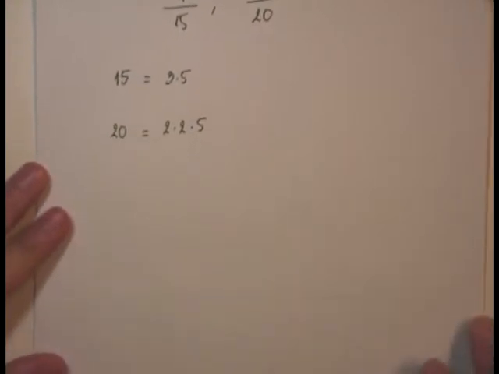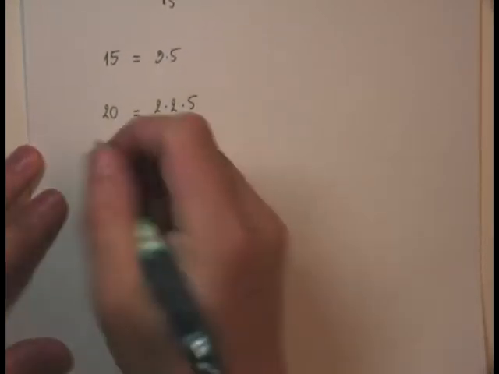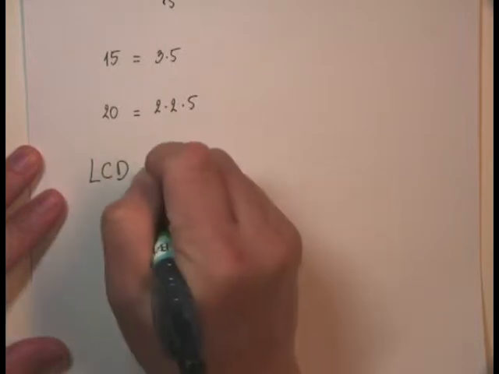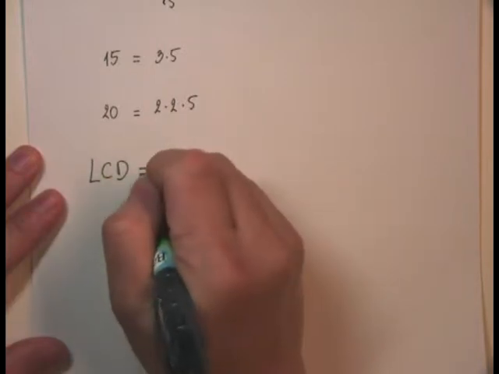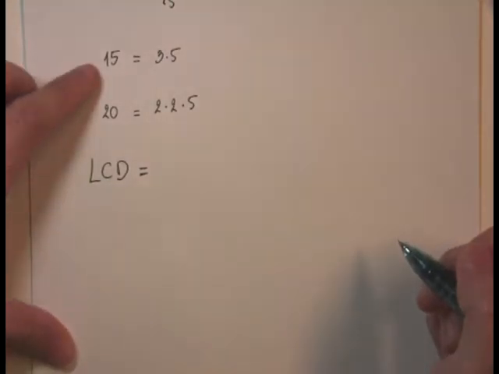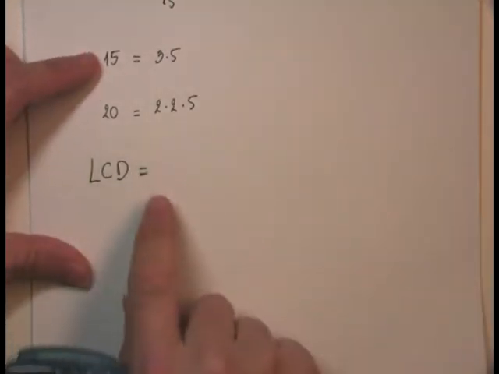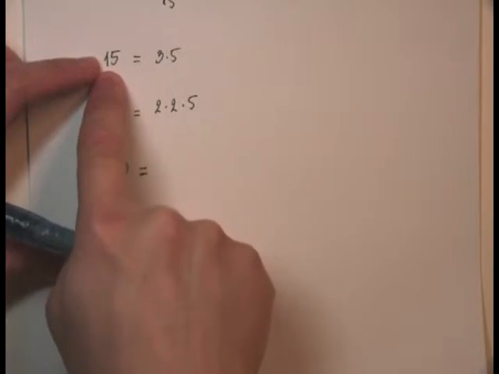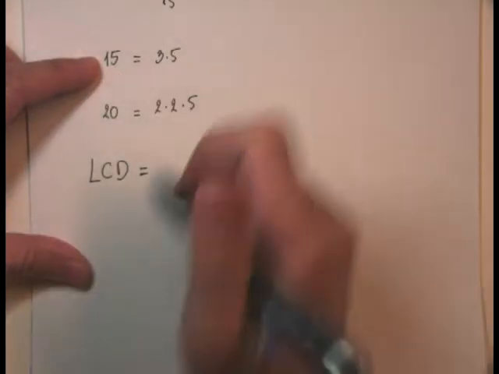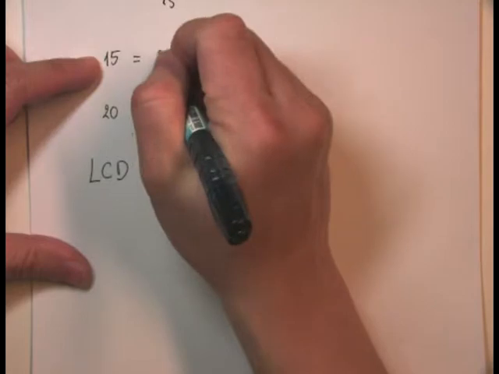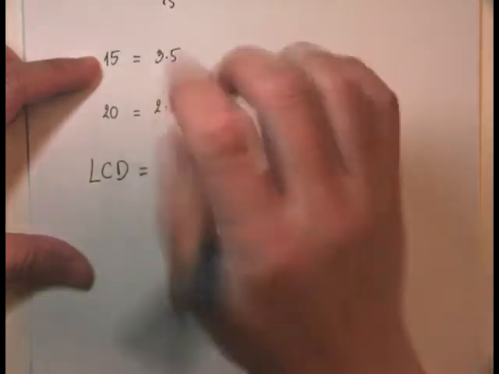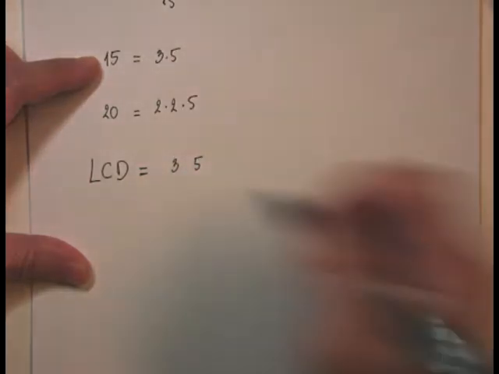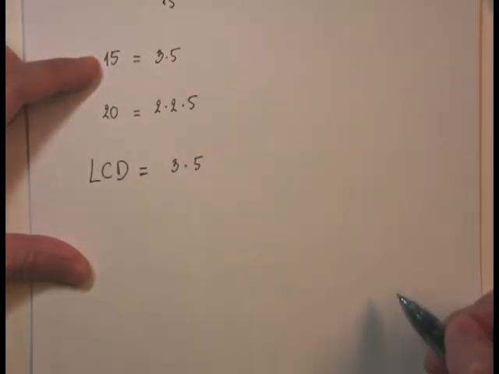Now the last step is to find the LCD. To find the LCD, just create a list for yourself. What's going to go into the list? If you look at your first denominator, you're going to bring all the prime factors of your first denominator into the list. So here I have 3 and 5, and of course they are being multiplied together.